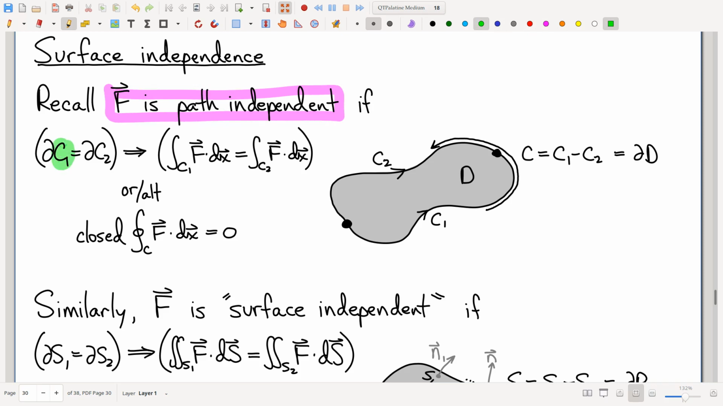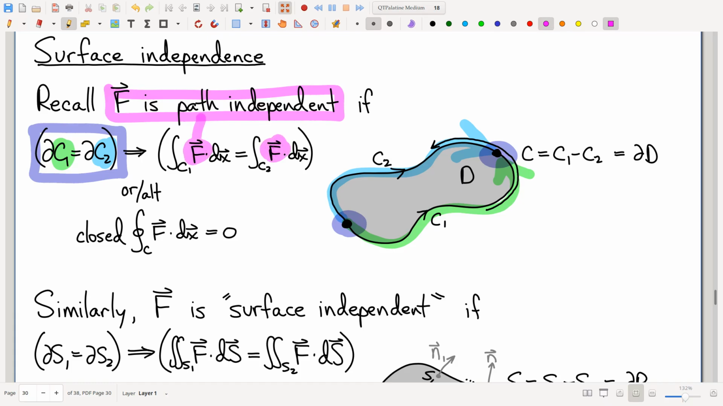Path independence considers a scenario where I have two curves, C1 and C2. Those two curves have the same boundary points. That means they start at the same point, they end at the same point. Okay, so you've got to have that shared boundary to be able to talk about the property that path independence holds. If a vector field is path independent, what that tells us is that the C1 green line integral and the C2 blue line integral will always be the same.